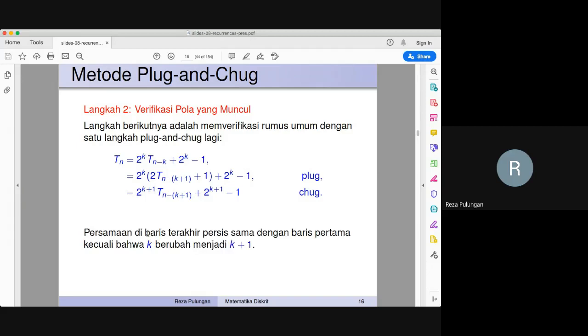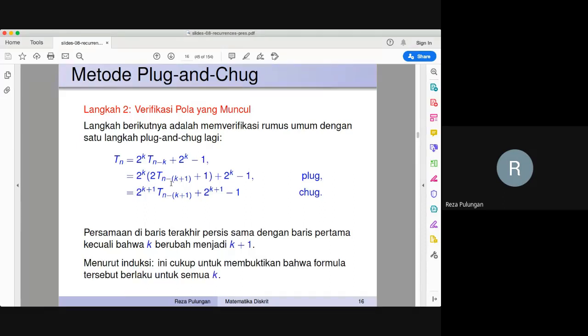Okay? So, the equation on the last line here is exactly the same as this one. The only thing different is k becomes k plus 1. That means they are just the same. Because you can substitute k by k plus 1, they remain the same. Okay, so this is basically how to verify the pattern.